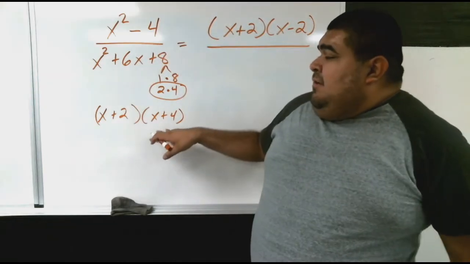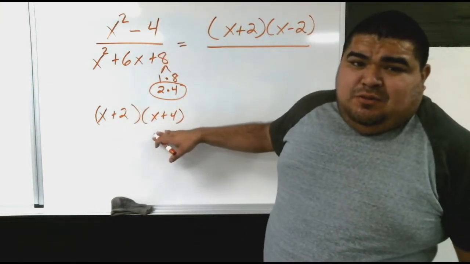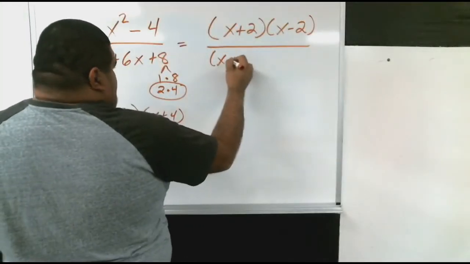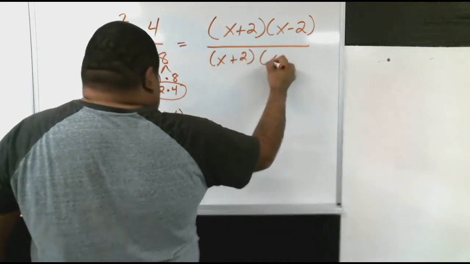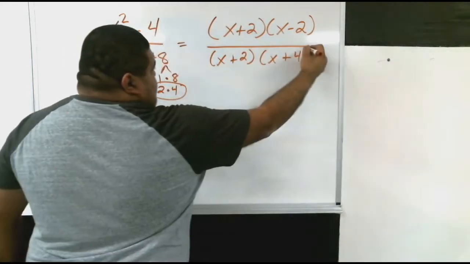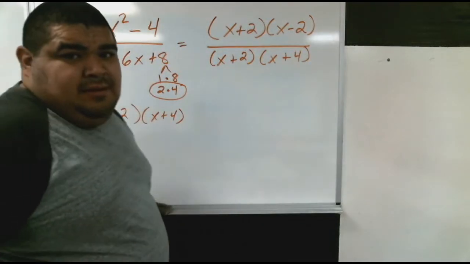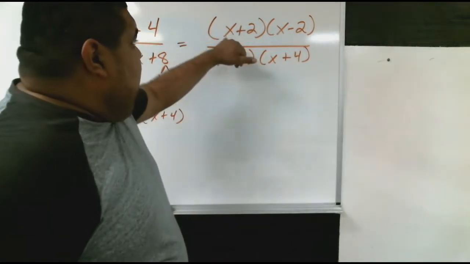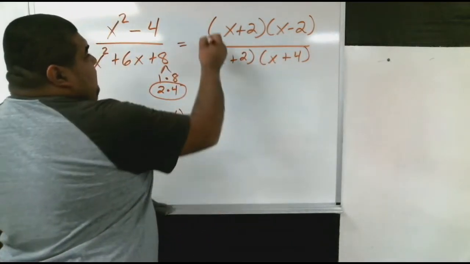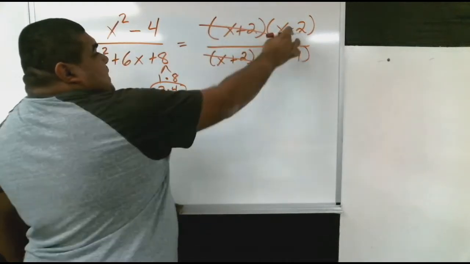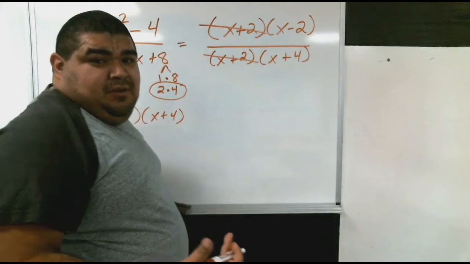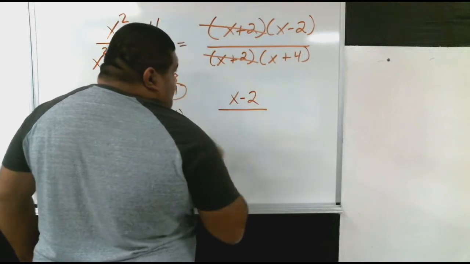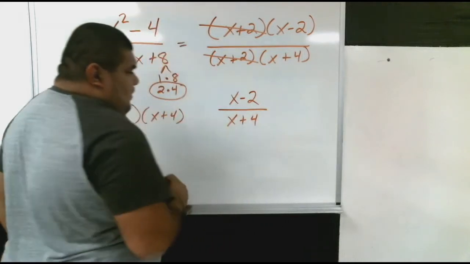Okay? But we'll try to break it down as much as we can, which we did. So now we're going to write it over here. We're going to have x plus 2 and then x plus 4. Can we cancel anything out in this equation? We can, right? We have x plus 2 and x plus 2. So we can cancel those out. We cannot cancel these two because they're not the same. So that is our answer. Since nothing else can be done, we have x minus 2 over x plus 4.